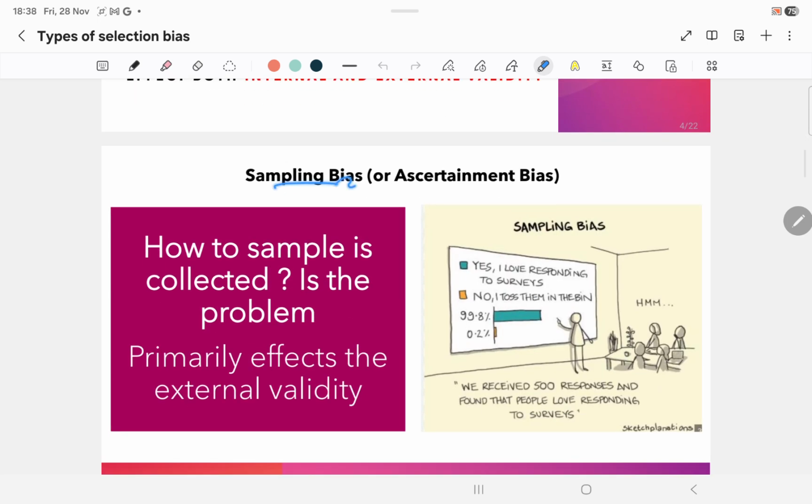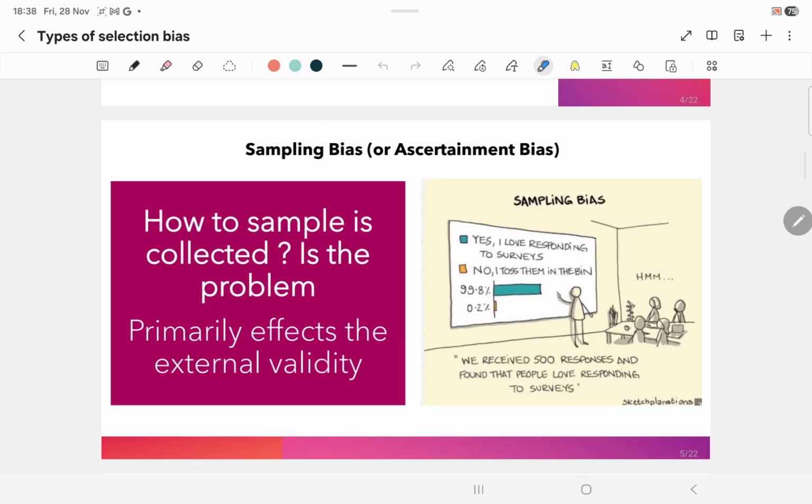Sampling bias is a kind of selection bias, but it only affects external validity. So what do we mean by sampling bias? Sampling bias means how you have recruited the patients, how you have taken the sample of the population in your study. If there is a problem in how that population sample is collected, that means there is a sampling bias. There can be several types of sampling bias. We will again discuss them in a separate video, otherwise it will be too complicated.